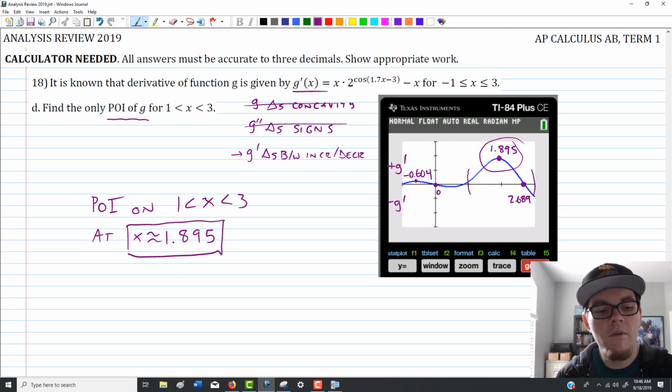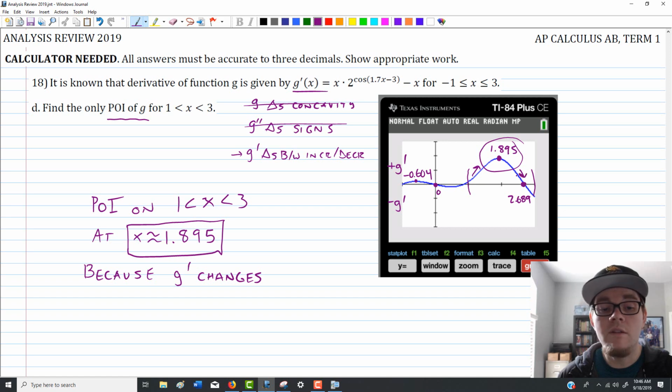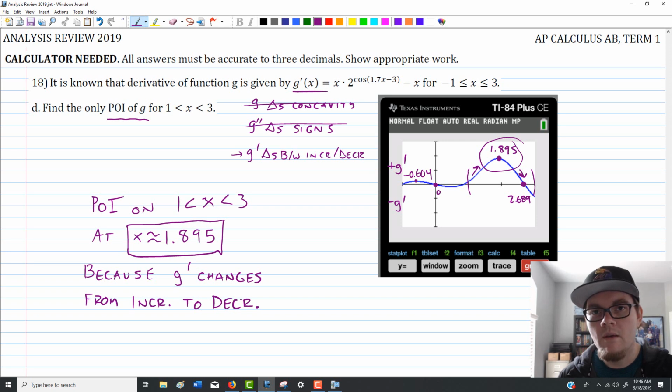Again, a value we'd already found for a previous problem, and our reason, and we can be really specific here, is because G prime changes between increasing and decreasing, but in this case we can see from our picture, G prime changes from increasing to decreasing. So I might as well say from increasing to decreasing. And I'm sorry I'm abbreviating those words, I just really want to be done with this video.